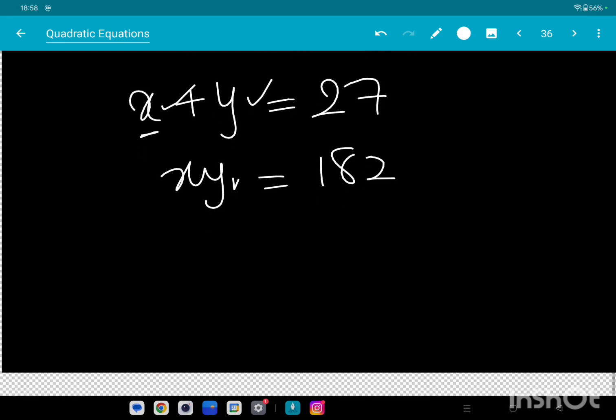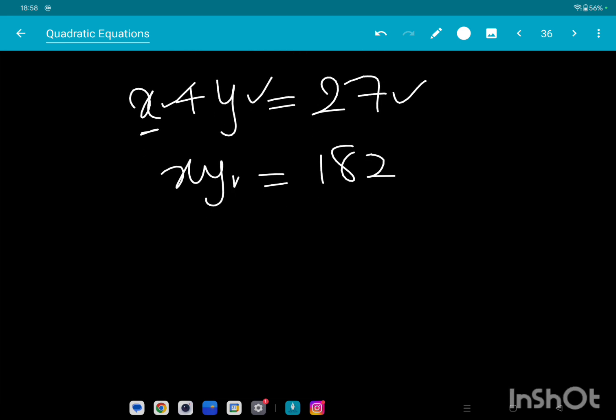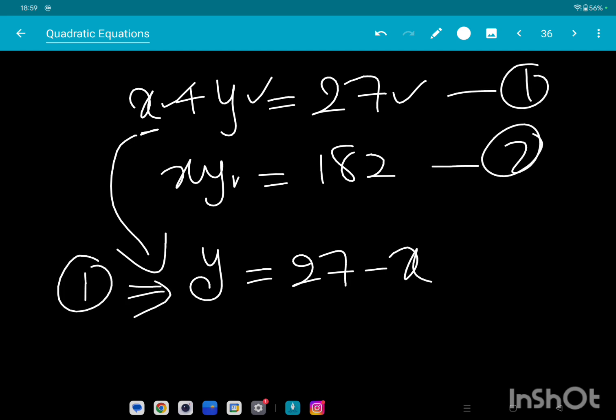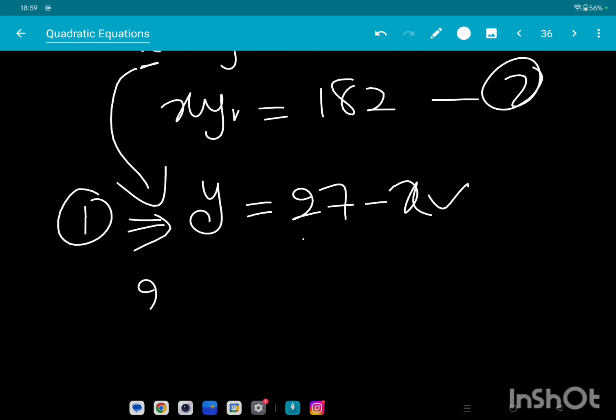If I want to know any one of the values, can I use the substitution method? I will tell you how we can do it. So here we have x plus y is equal to 27. If I want to know the y value from this equation, the y value is 27 minus x. So let's say it is equation 1 and equation 2. From equation 1, I will find the y value: 27 minus x. I will substitute this y value in equation 2.